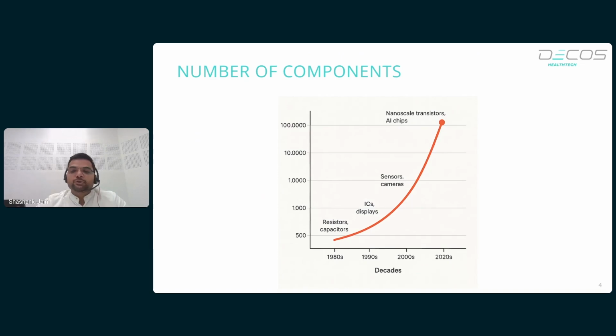Now, because of this massive increase, it's important to recognize that most of the components are heat emitters, right? Most of the components included in the cell phone can be considered heat sources in thermal terms, right?